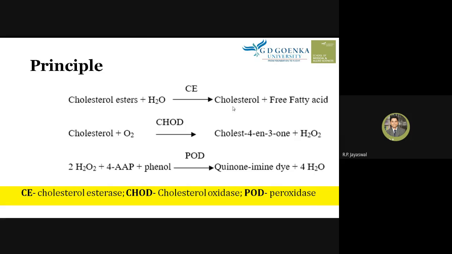After the enzymatic reaction, the cholesterol which is formed here is oxidized in the presence of CHOD, which means cholesterol oxidase. The product that we get from this enzymatic reaction is cholest-4-en-3-one plus H2O2. So these are the two compounds: one is cholest-4-en-3-one, and another is H2O2. H2O2 means hydrogen peroxide.